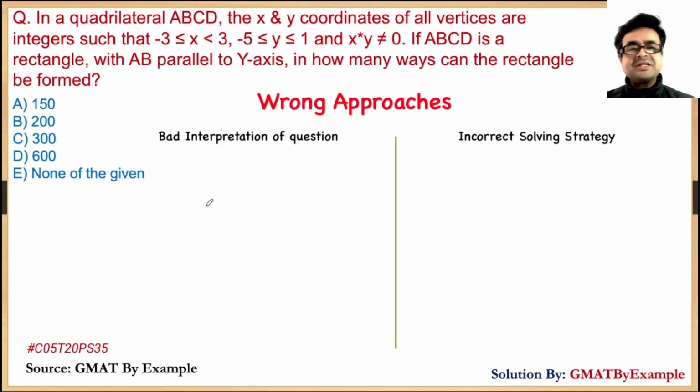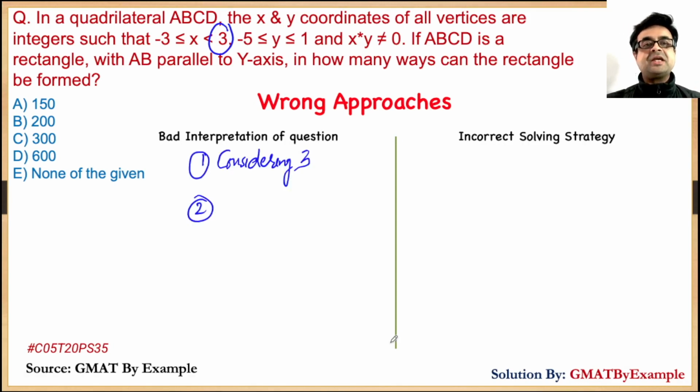Okay, so first let's talk about the wrong way of doing these things and some of the common mistakes people make. One of the mistakes that people make is actually taking this 3 into consideration, even though it is given that x is less than 3, not equal to 3. Taking this 3 in your calculations results in wrong calculations because you end up with more ways than needed.